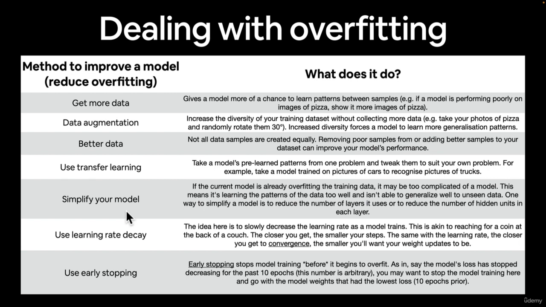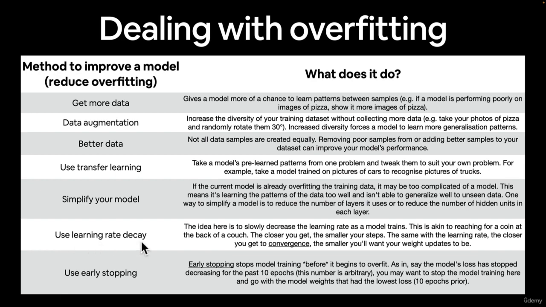And the same for hidden units. Say you started with 100 hidden units per layer, you might reduce that to 50 and say, hey, you had 100 before, now use those 50 and make your patterns generalizable. Use learning rate decay. The learning rate is how much your optimizer updates your model's weights every step. So learning rate decay is to decay the learning rate over time.